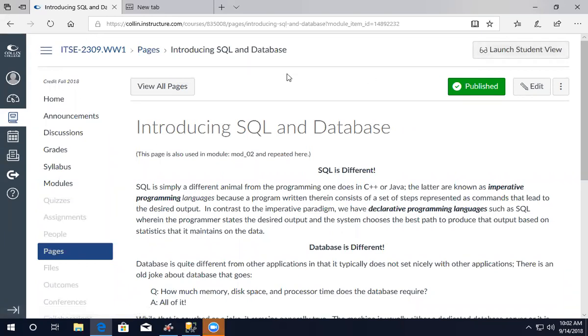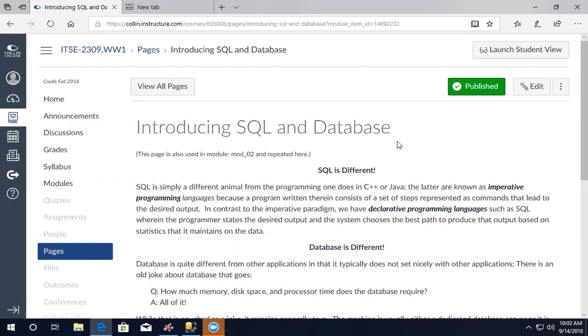I believe I'm in chapter 3, and we talk about introducing SQL and database. SQL is simply different from C programming in that with C programming, you write a series of commands, and it executes them one at a time, using if then else logic, using looping, whatever, and it arrives at some kind of output for you, or it solves some kind of problem through a series of steps. We call those imperative programming languages, meaning I'm giving a command. So it's a series of commands. Do this, then do this, then do this.